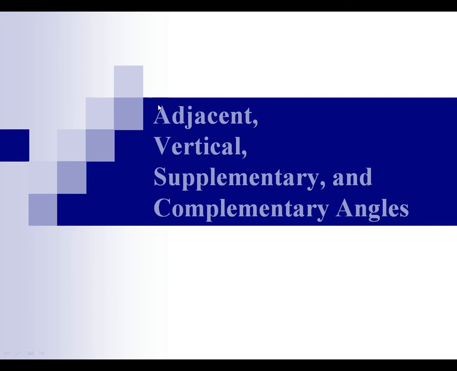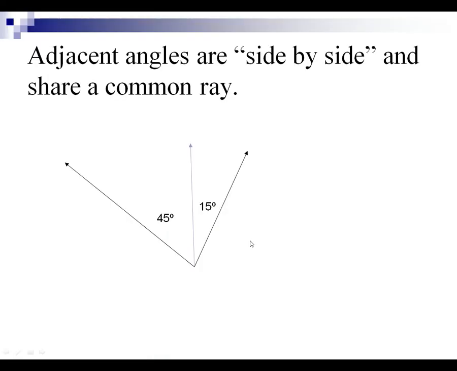A lot of you should know from 7th grade some of these angles. So we're going to go over adjacent angles, vertical angles, supplementary, and complementary angles. Adjacent angles are side-by-side angles. They share a common ray. So if you have 2 angles that are right next to each other and they share a side, they share one of the rays, then they're adjacent.